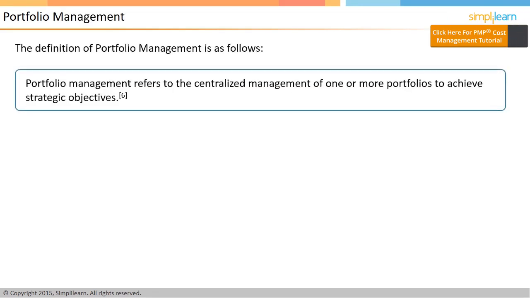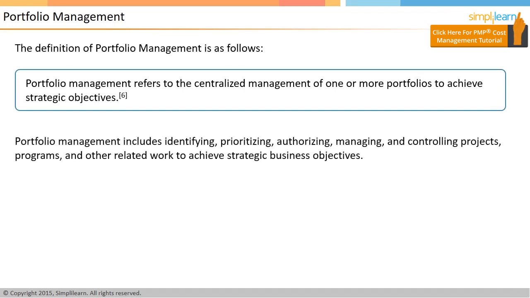Portfolio management is the centralized management of one or more portfolios. This includes identifying, prioritizing, authorizing, managing, and controlling projects, programs, and other related work to achieve strategic business objectives. Therefore, whether the company should have Japanese projects as a portfolio or not is decided by portfolio management.